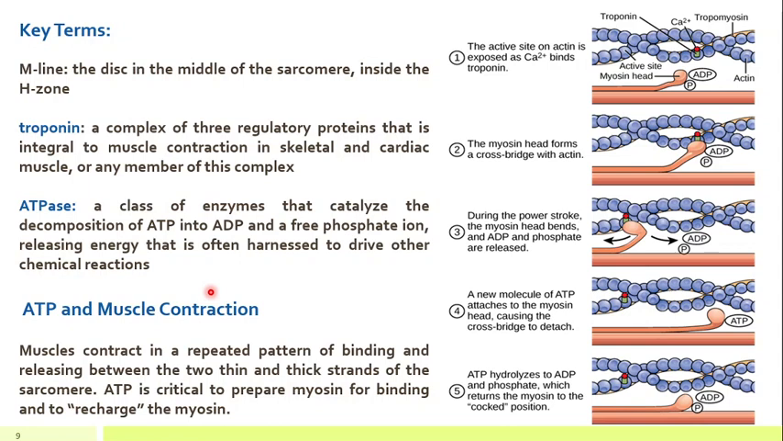So, dear friends, I think you all understood what the sliding filament theory is. This diagram is very important to understand the sliding filament theory. Now, ATP and muscle contraction. Muscles contract in a repeated pattern of binding and releasing between the two thin and thick strands of the sarcomere. ATP is critical to prepare myosin for binding and to recharge the myosin.